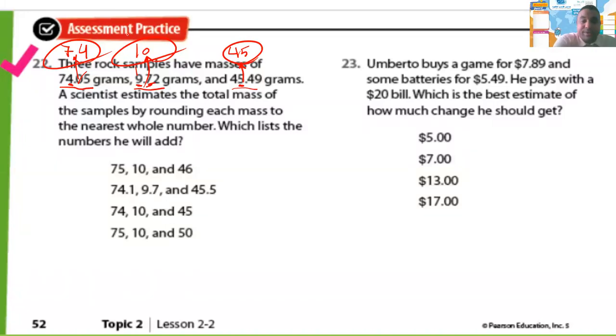74 and 10 and 45. Is it A or B or C or D? C. Really? Are you sure? Yes. Are you sure, Ashur? Yes. Excellent. Thanks, Muaz Ayman.